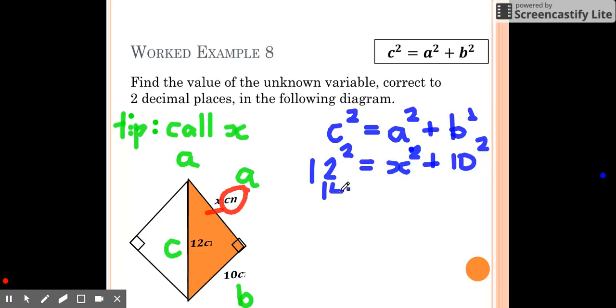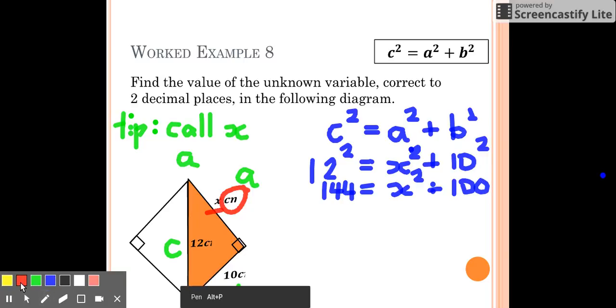12 squared is 144. X squared is X squared. And 10 squared is 100. I know you're really good at your tables, so you would have gotten that right.